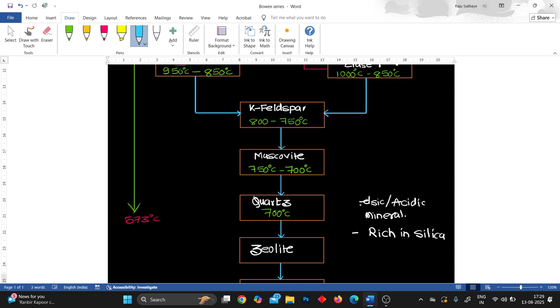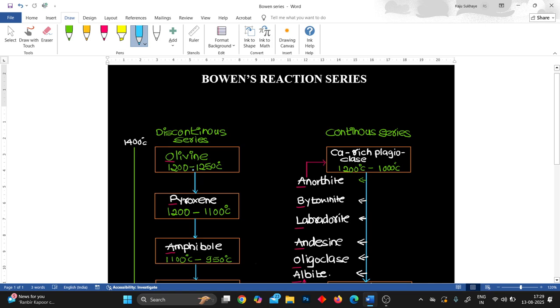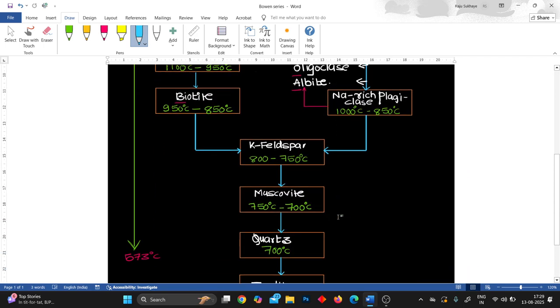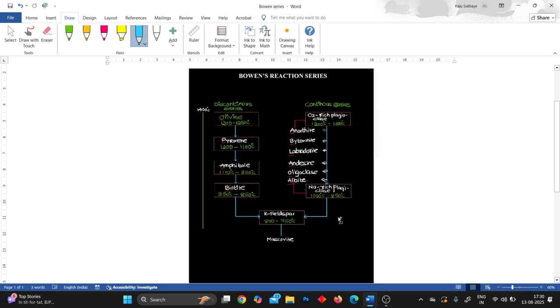One is a discontinuous series and one is a continuous series. We have discussed why we call one discontinuous and one continuous: in the discontinuous series, different mineral groups are forming, like pyroxene, olivine, amphiboles. In the continuous series, only one group of minerals, the plagioclase feldspars, is forming, ranging from calcium rich plagioclase to sodium rich plagioclase. The remaining things we have discussed. So this is all about Bowen's reaction series.